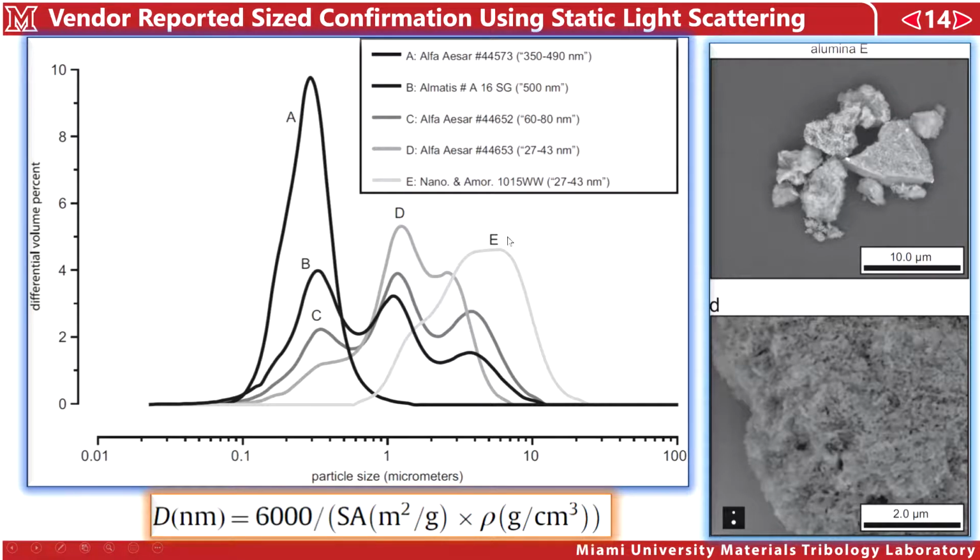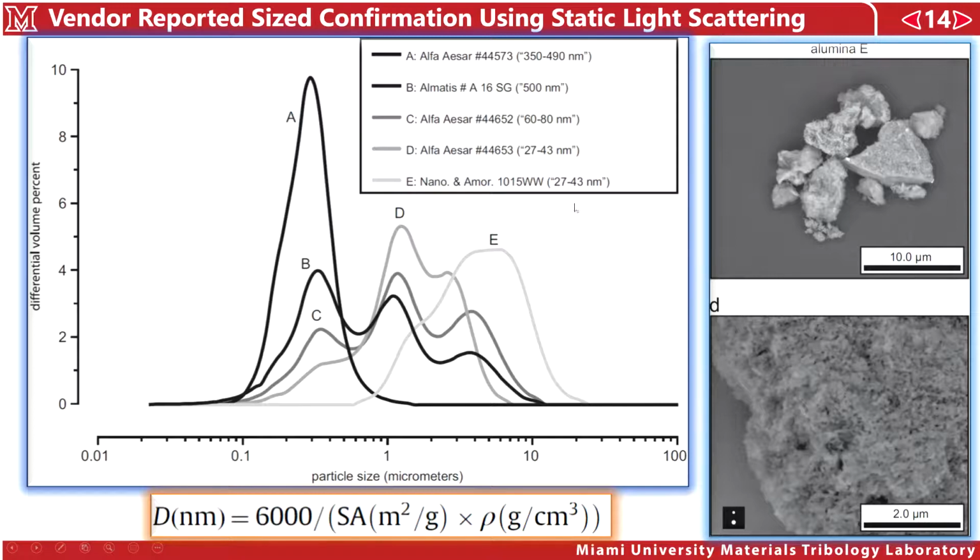Look at this, for instance, for alumina E. The vendor says that the size is in the range of 27 to 43 nanometers. But if you look at this graph, the size of alumina is in the range of 1 to 10 micrometers. So there's a huge discrepancy, a huge difference in what the vendor is saying and what the experiments are showing. Even if you look at alumina D, for example, alumina D again is in the range of 1 to 10 micrometers, whereas the supplier is saying that it's in the range of 27 to 43 nanometers.